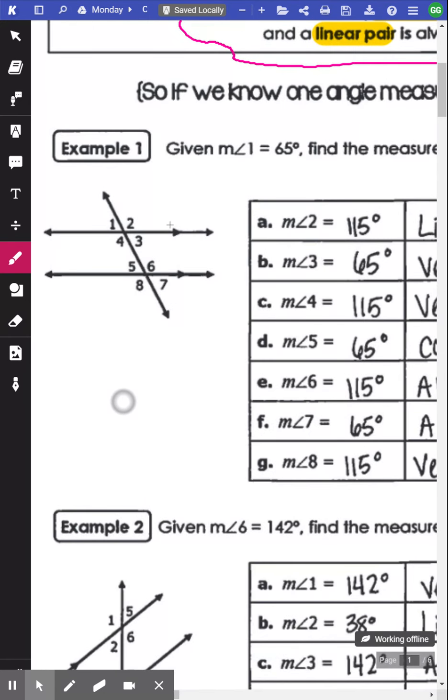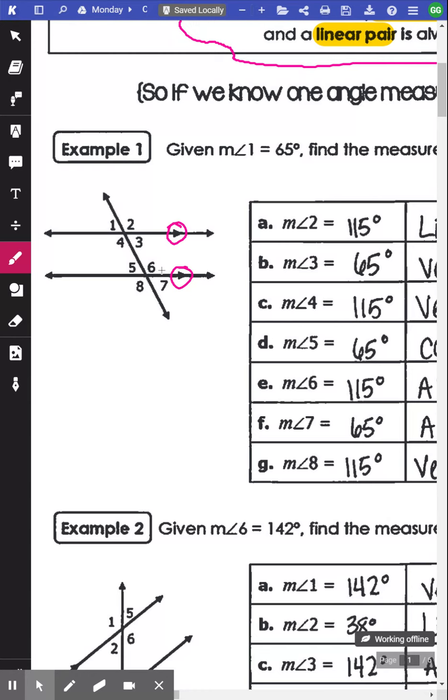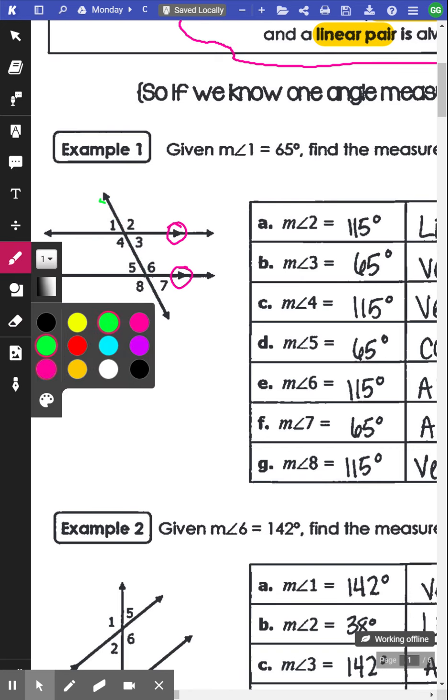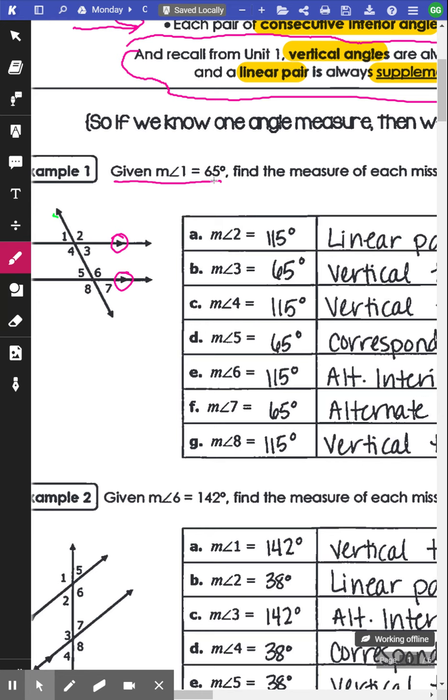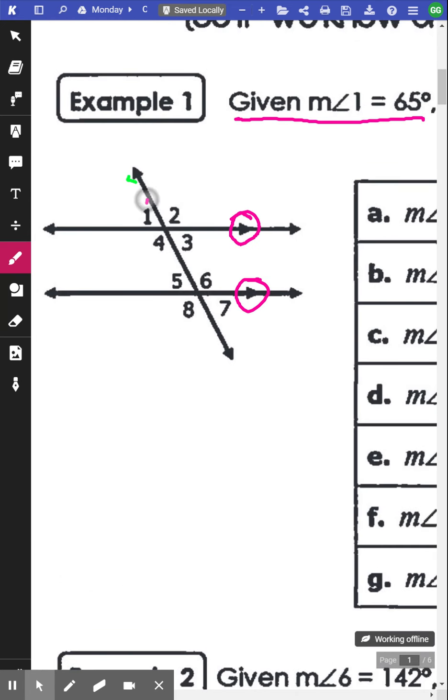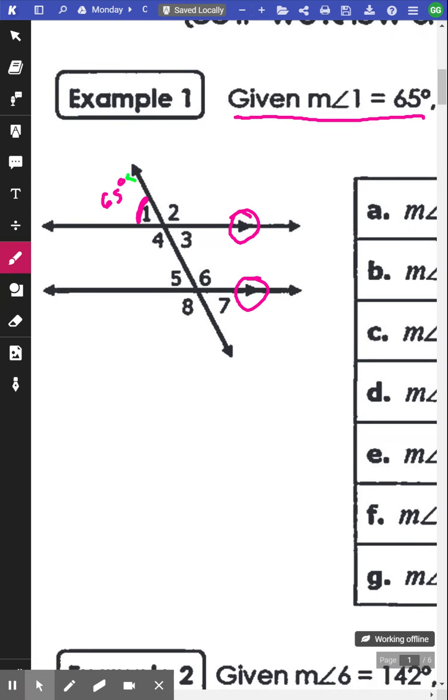Here you're given, remember, these are your symbols to tell you these are parallel. Then you have your transversal line. So now they give you angle 1 is 65 degrees. You have to approach these with process of elimination, you get rid of all the easy answers. So we already know vertical angles. We know that 1 and 3 are vertical to each other, so this has to be 65 degrees.